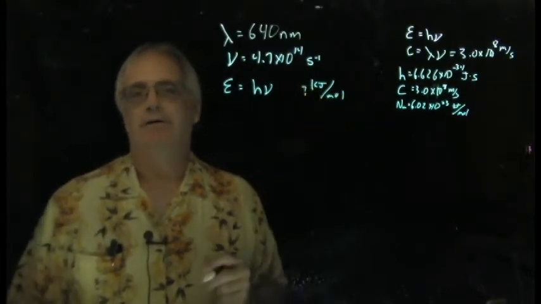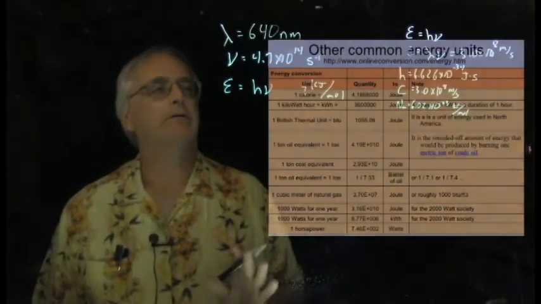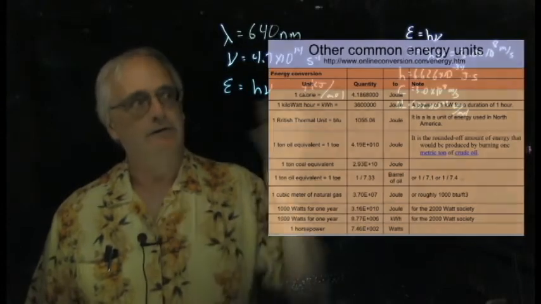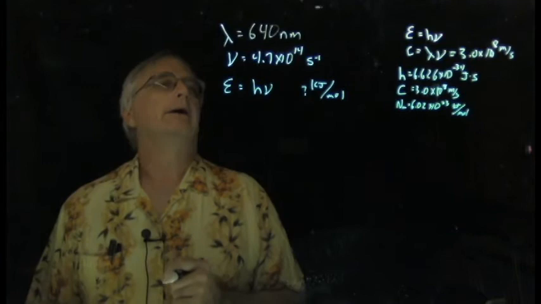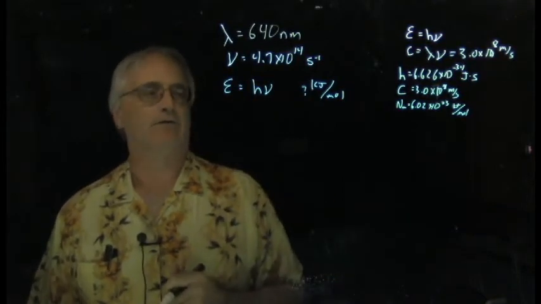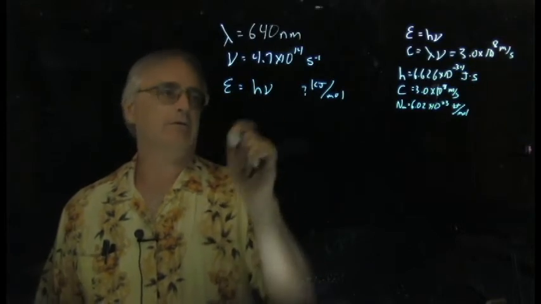Okay, there's of course a million ways to express energy. There's a myriad of units you can use. We're chemists, and so kilojoules per mole is kind of an energy unit we feel comfortable with. So that's what I'm going to do, is get the energy of 640 nanometer light in units of kilojoules per mole. To do that, of course, we're going to start with this.